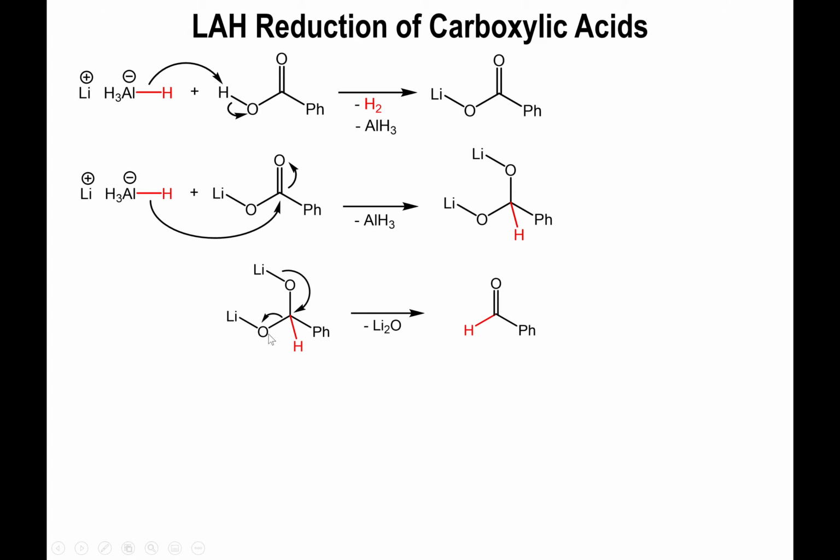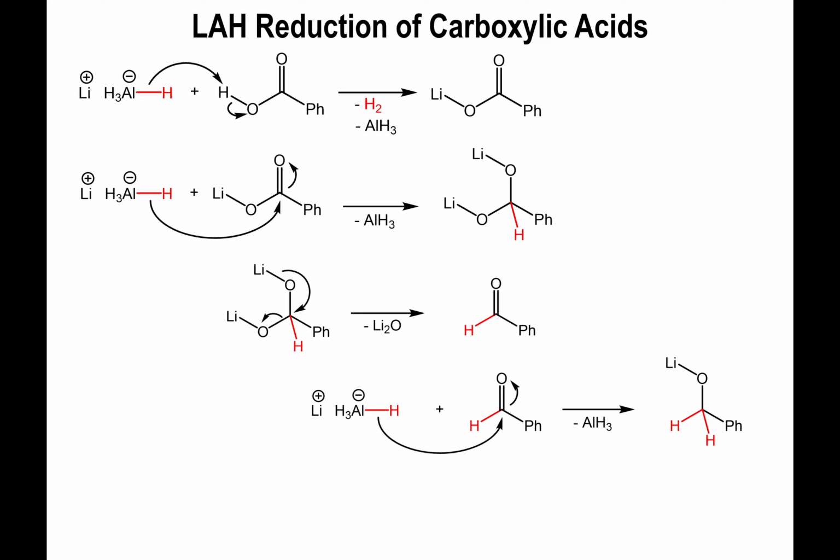So this will be removed as lithium oxide, 2 lithiums, 1 oxygen, and this forms your aldehyde, which then gets treated with a third equivalent of lithium aluminum hydride to attack the carbonyl carbon, break that CO double bond and produce your lithium alkoxide. So now you have added two equivalents of hydride to that carbon.